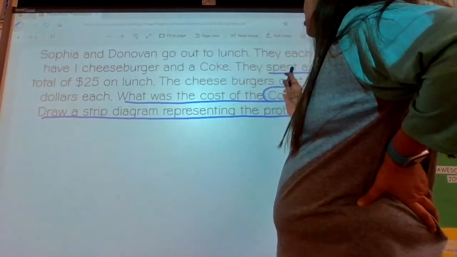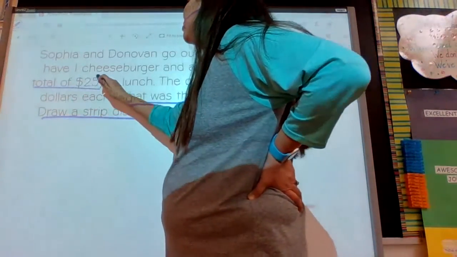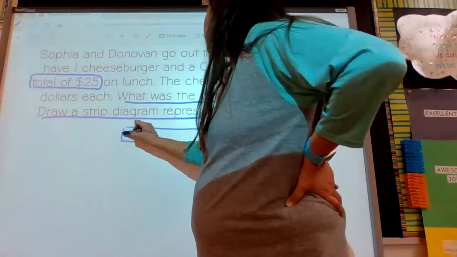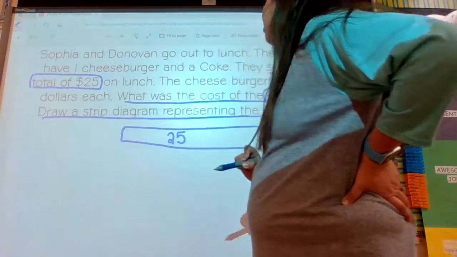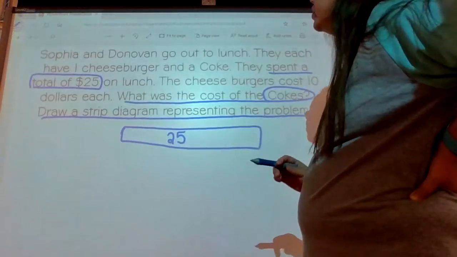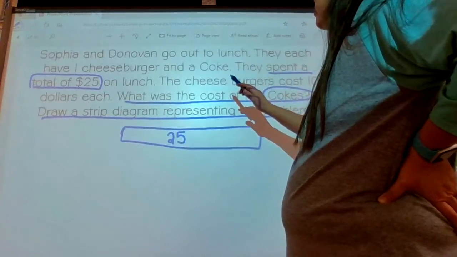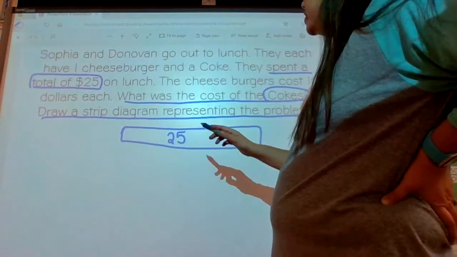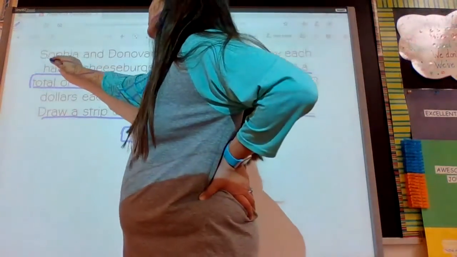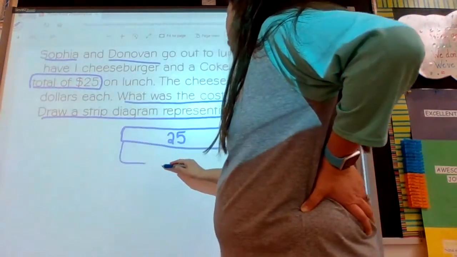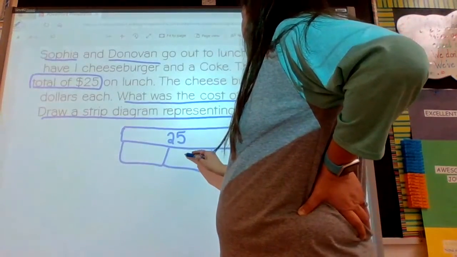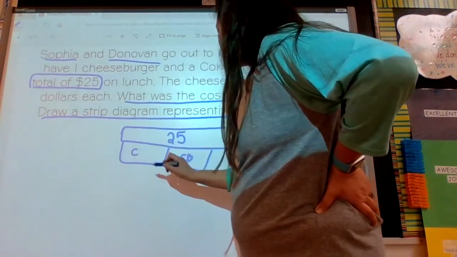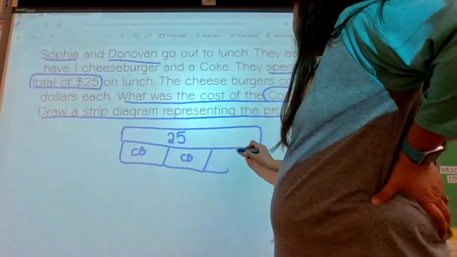Well, it says that they spent a total of $25. That total gives me a very big clue here. The whole amount is $25. I know that each of them have a cheeseburger and a Coke. Okay? They spent a total of $25. So when I say each, I know there are two people. So two people had cheeseburgers. So I'm going to put a C in here to let me know those are cheeseburgers. Whoops. CB for cheeseburgers.